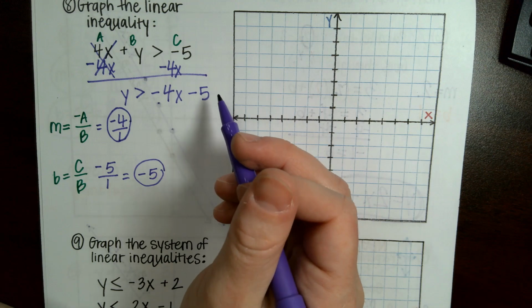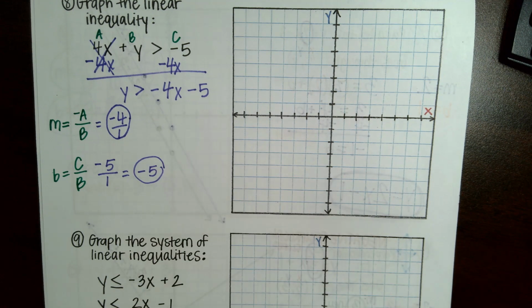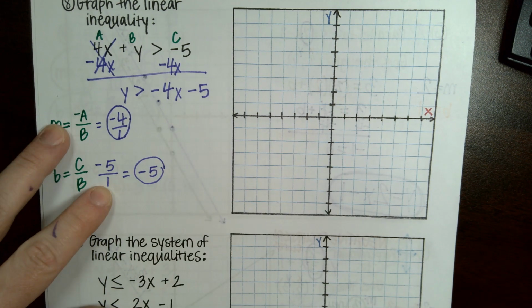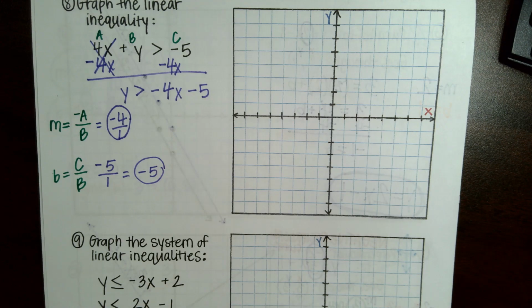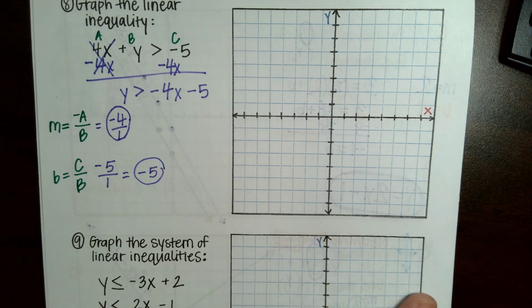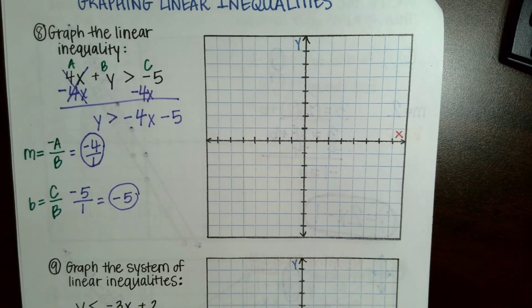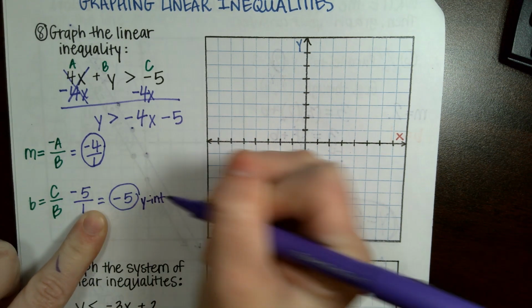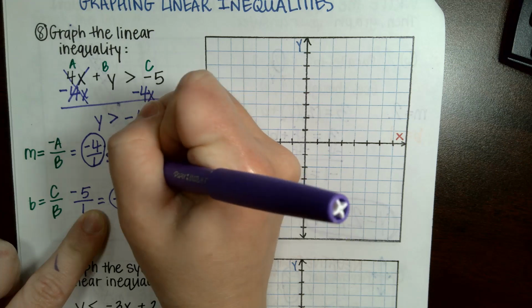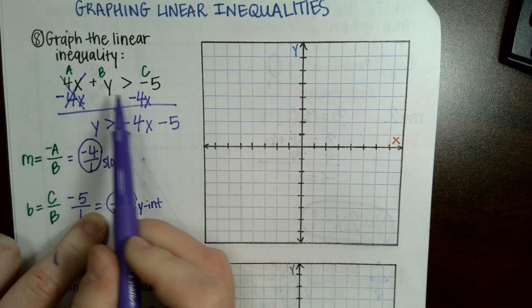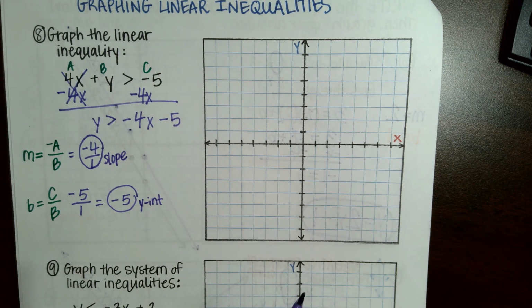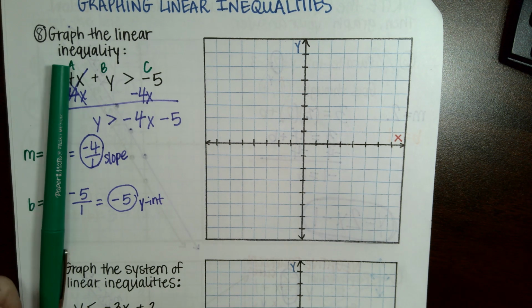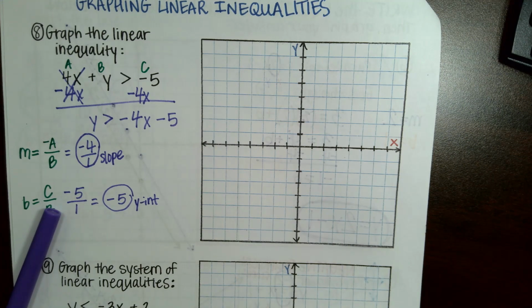It's just thinking about what is the most efficient method. And again, if you decide to do it this way, you're going to get the right answer. So it doesn't really matter. Okay, so now that we have a y-intercept and the slope, remember, graphing a linear inequality is the exact same thing as graphing an equation. The only thing that is different is the way that we shade our line or our graph.